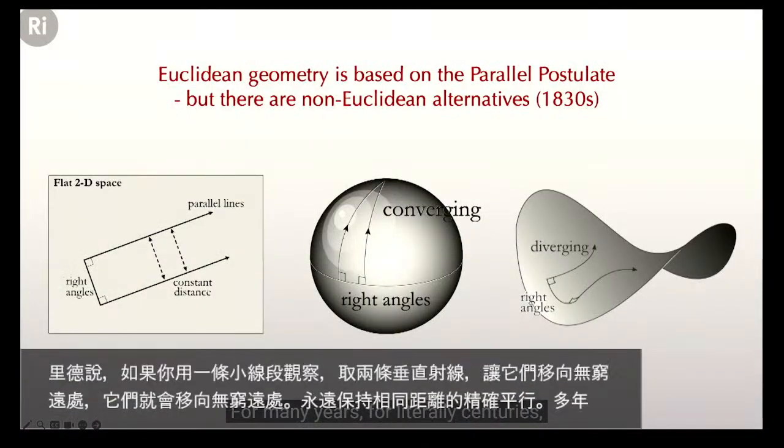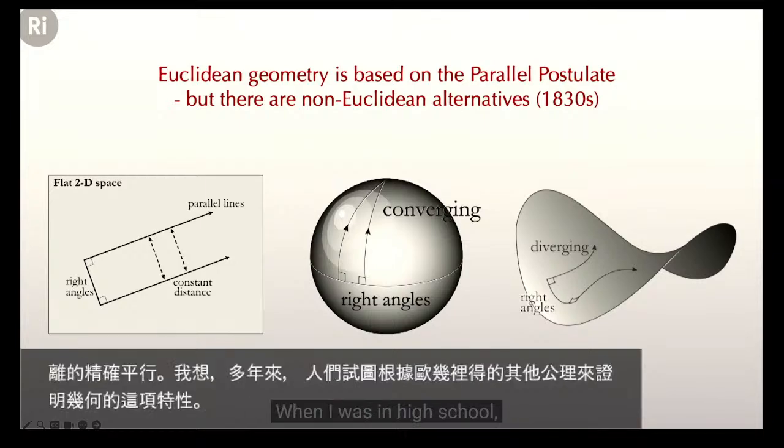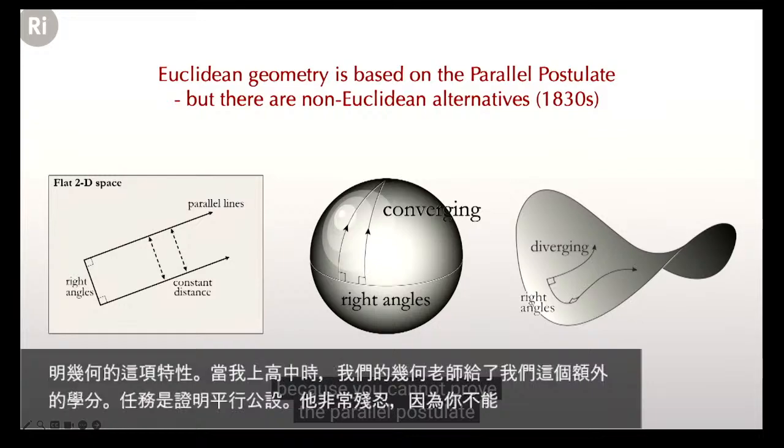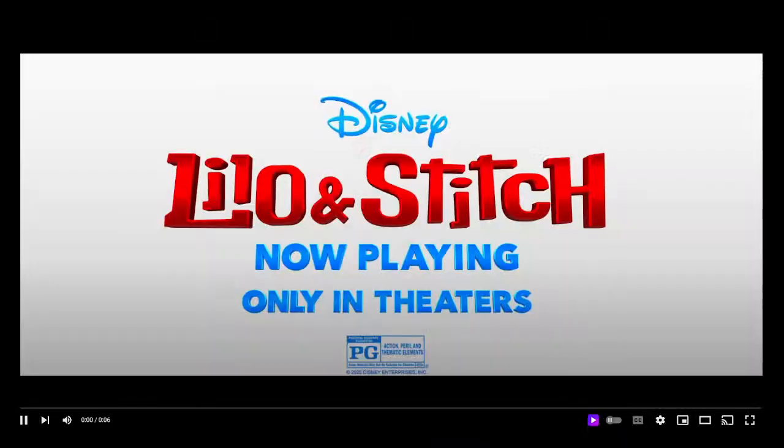For many years, for literally centuries, millennia, I suppose, people tried to prove this feature of geometry based on Euclid's other axioms. When I was in high school, our geometry teacher gave this to us as an extra credit assignment to prove the parallel postulate. He was very cruel because you cannot prove the parallel postulate, as they realized in the 1830s, because you can.